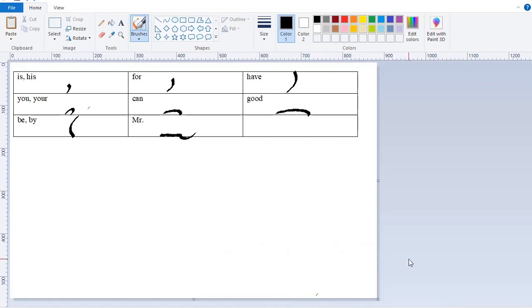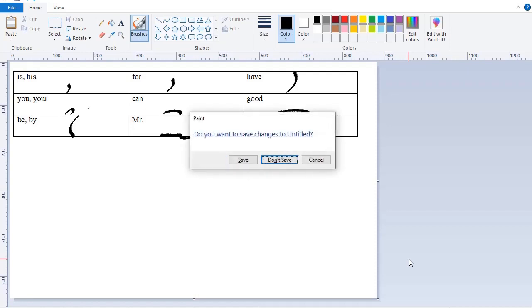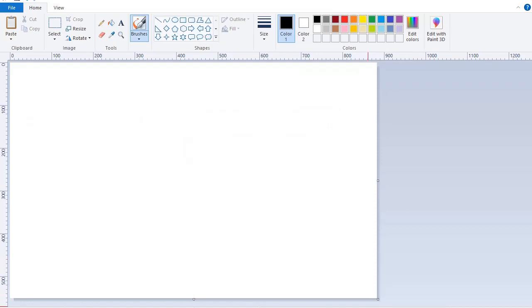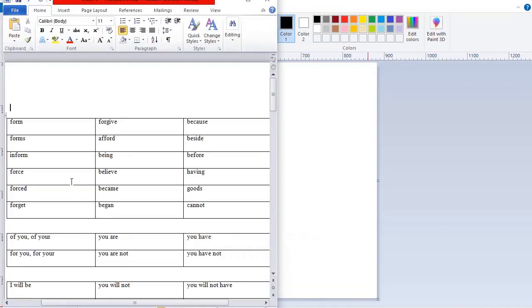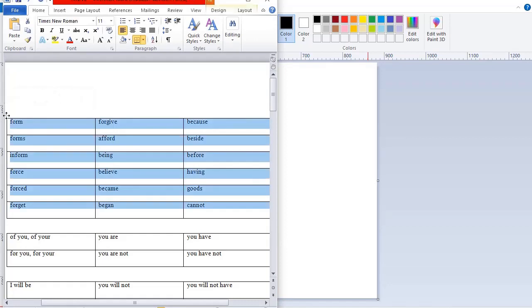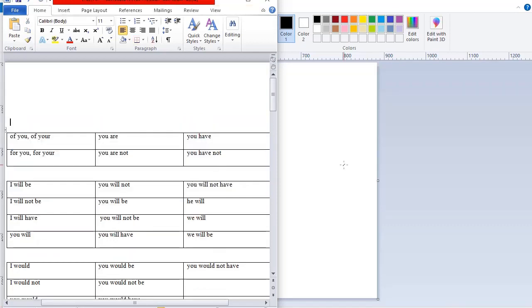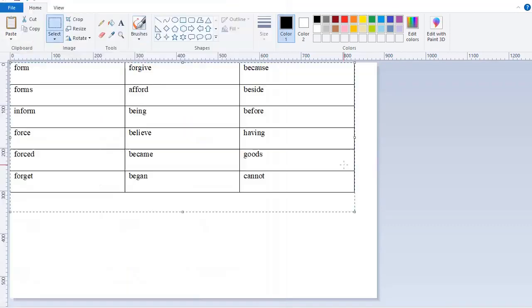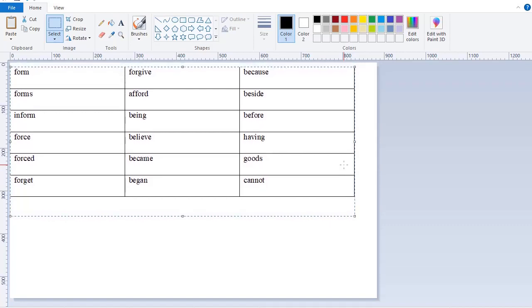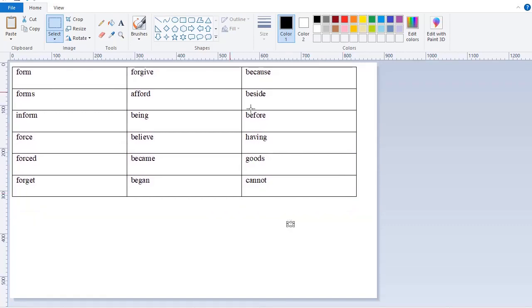So, when you say brief form derivatives, these are the words that are derived from our brief forms. Or the root word of these words is from the brief form. Okay? So, here it is. Control X. And then, let's paste it here. Control V. And then, let's bring it down a little. Okay, so we have form.